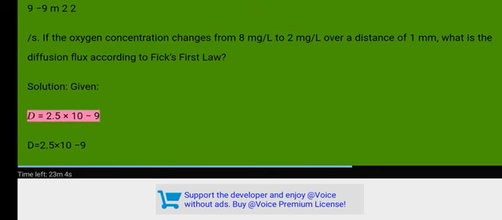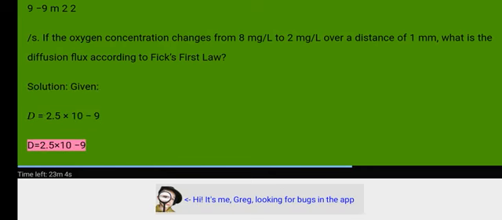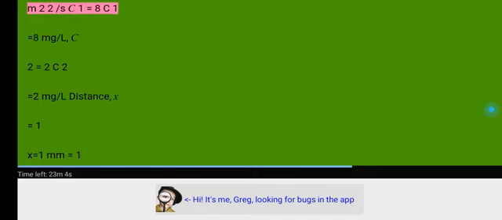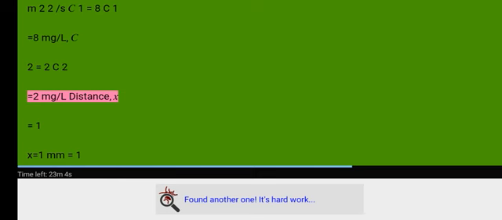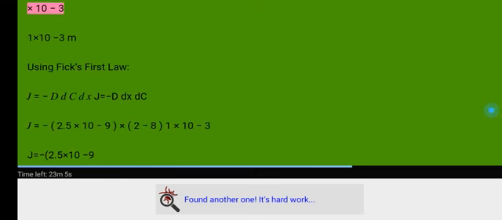Solution. Given: D equals 2.5 times 10 to the minus 9 square meters per second. C1 equals 8 mg per liter, C2 equals 2 mg per liter. Distance, x, equals 1 millimeter, equals 1 times 10 to the minus 3 meters.